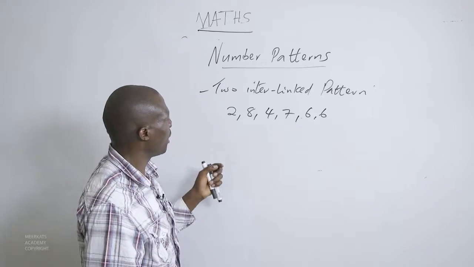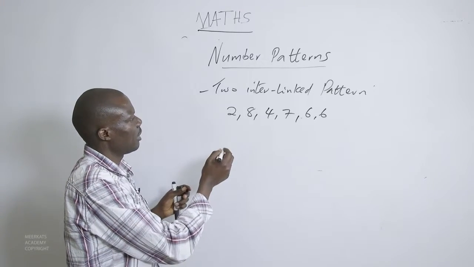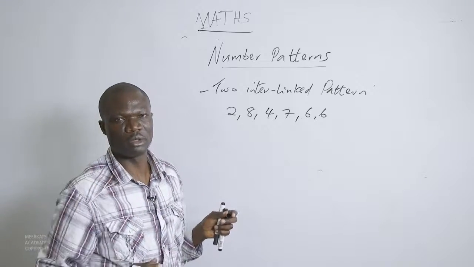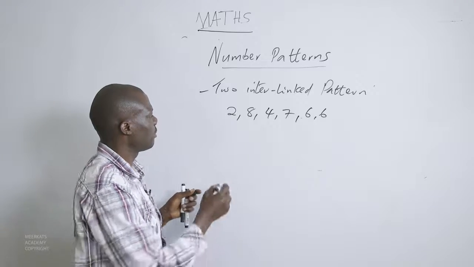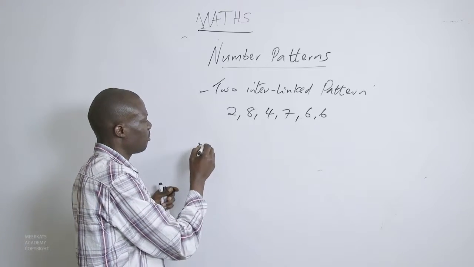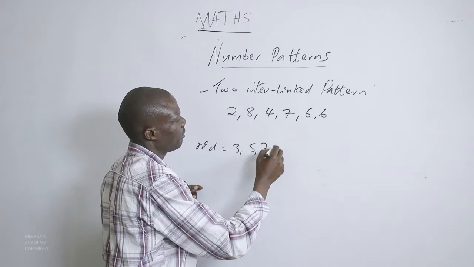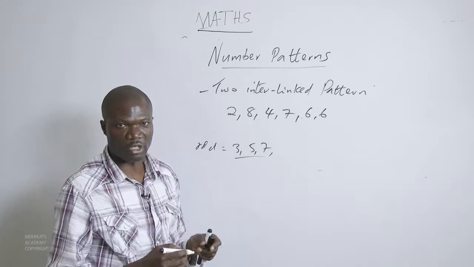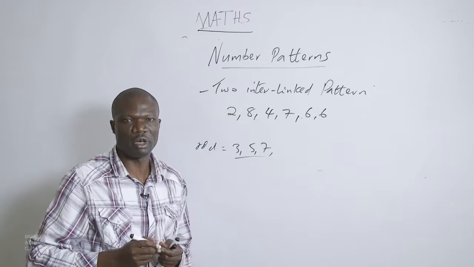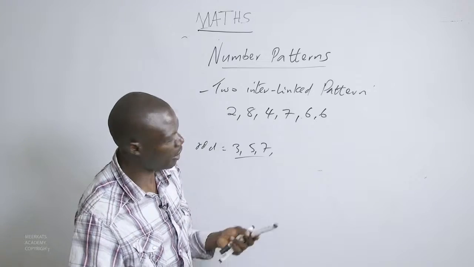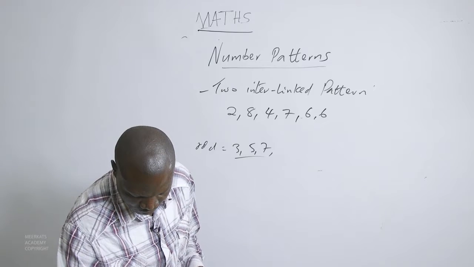Now, odd numbers are those numbers which are not divisible by 2, for example 3, 5, 7, and so on. Those are simply odd numbers. And even numbers are those which are divisible by 2, or end with 2, or with a number divisible by 2, or simply 0.